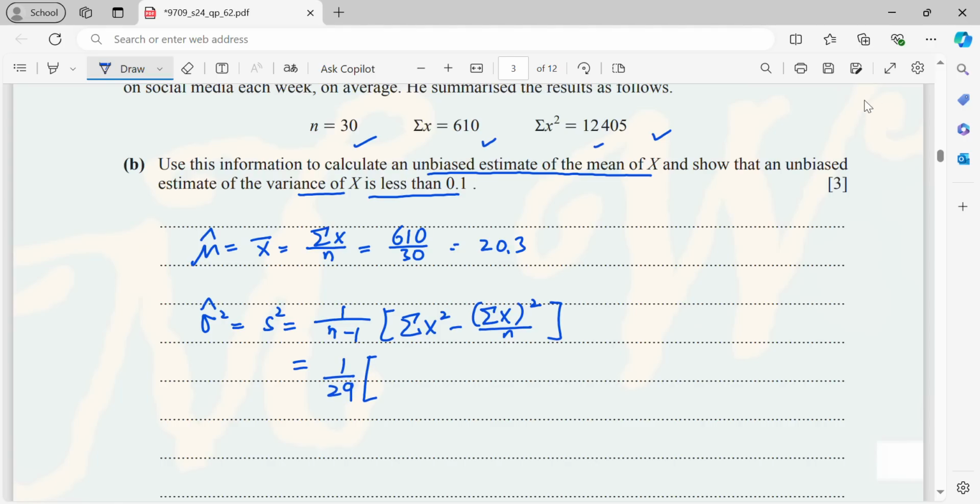Summation x squared is 12405 minus summation x, which is 610, then square it over 30. Then here I will be getting 0.0575. And now you need to show that it is less than 0.1. That means this is less than 0.1. Okay, so shown.